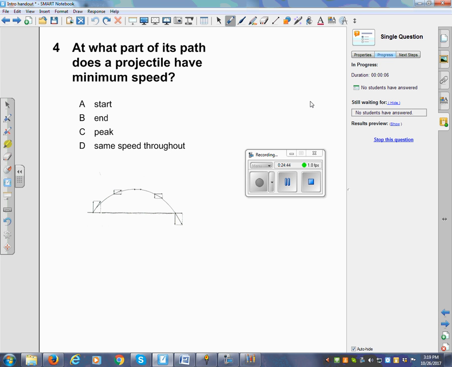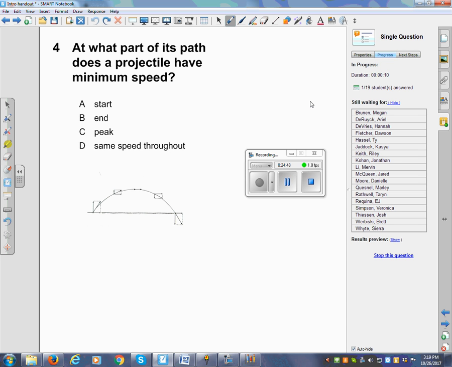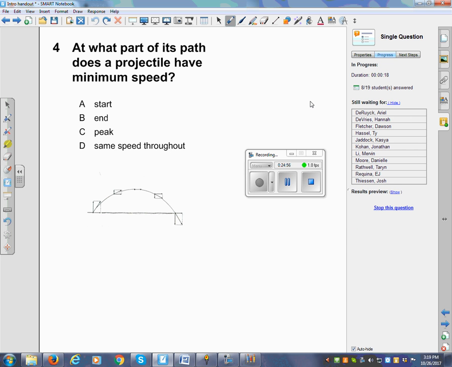At what part of its path does the projectile have minimum speed? The smallest speed. At what part does it have the smallest speed? Stop. I don't mean after it lands. I mean at the time that it lands.